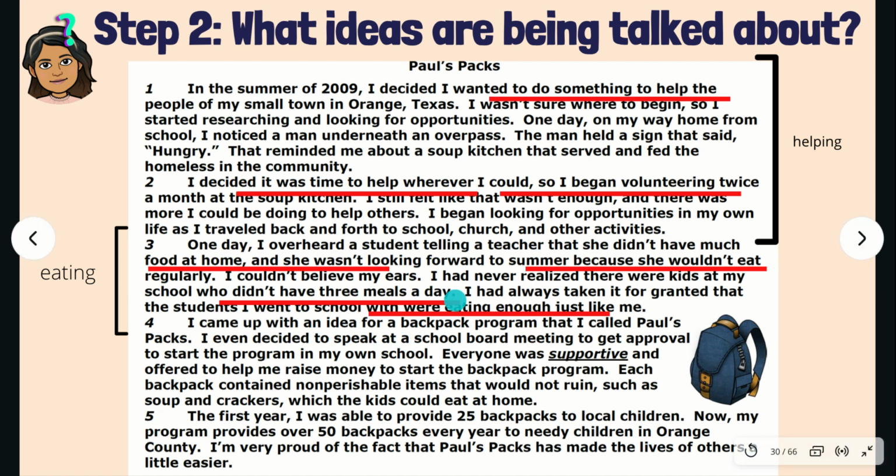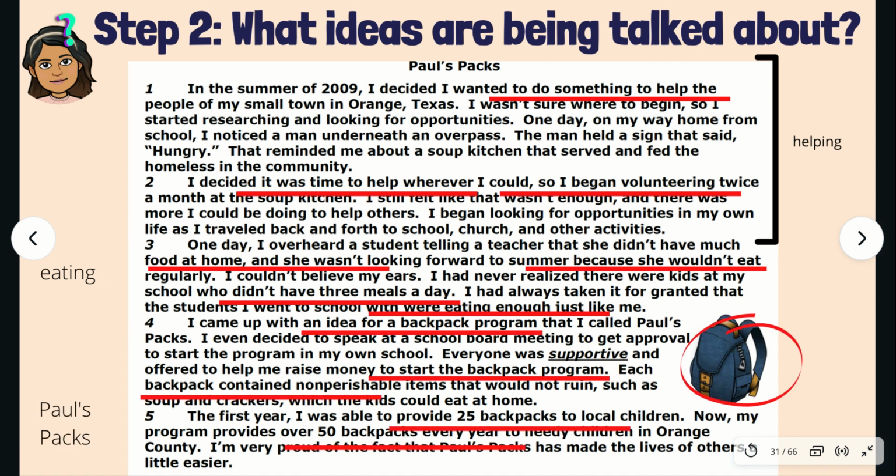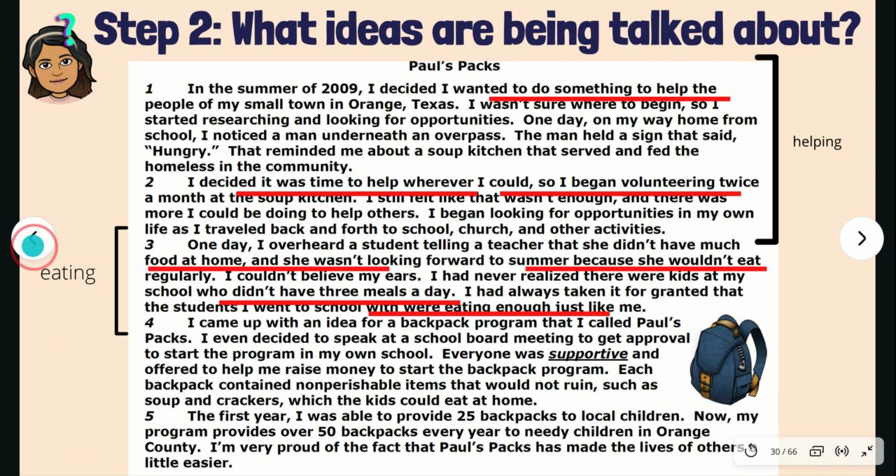Oh, I see the word backpack here. Here, I see a picture of a backpack. Backpack. I see the word backpack a lot of different times, and that reminds me of Paul's Packs. So we have some repeated ideas here. In this passage, we are talking about helping, we are talking about eating and food, and we are talking about Paul's Packs. And we also learned in step 1 that we were learning about Paul.